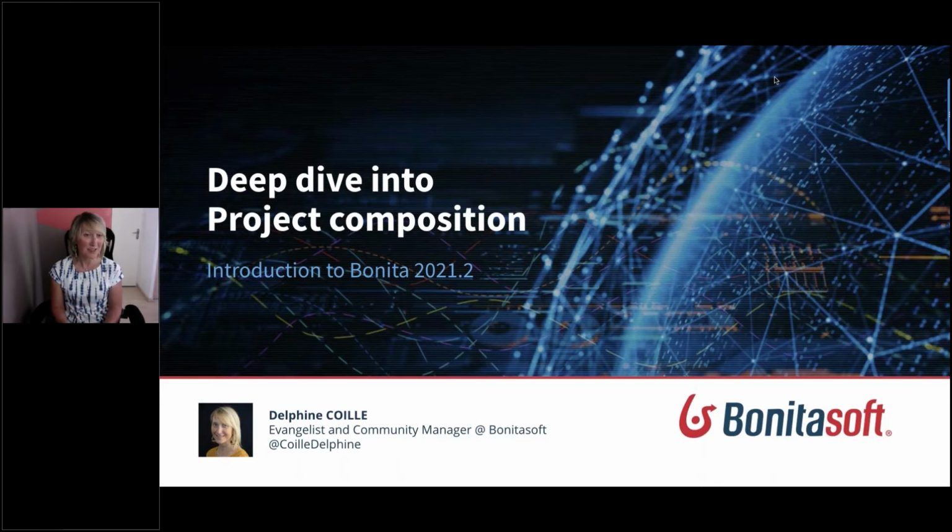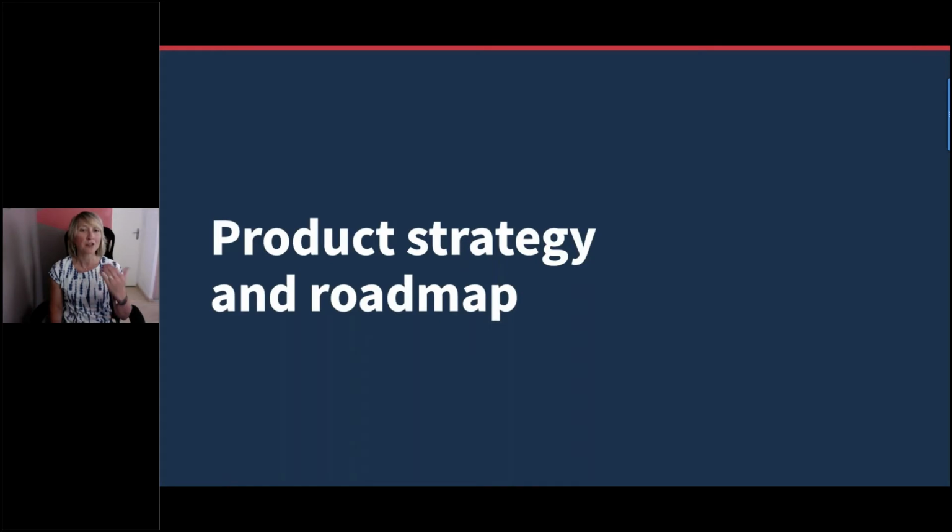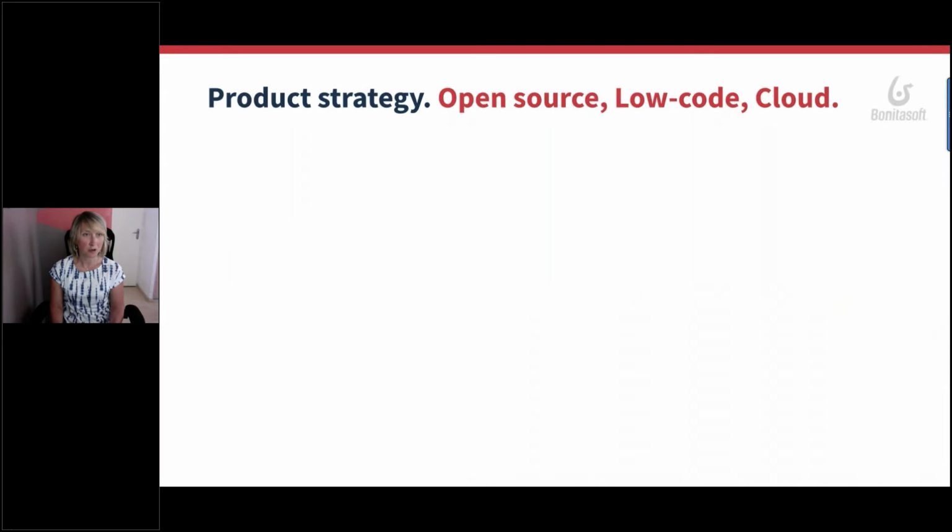We are going to start with a step back to our product strategy and roadmap in order to understand better why we introduce project composition today. So let me show you our 4 years product strategy focused on open source, low code, and cloud ready. We started this product strategy with Bonita 7.11, and we are going to give you a 4 years overview of what is going to be changing.